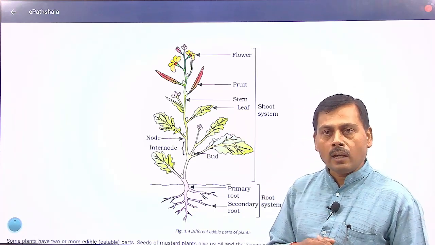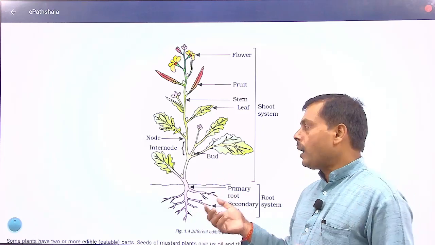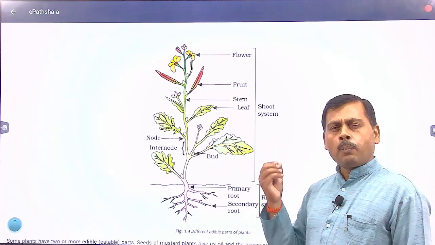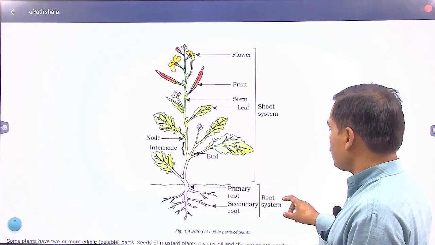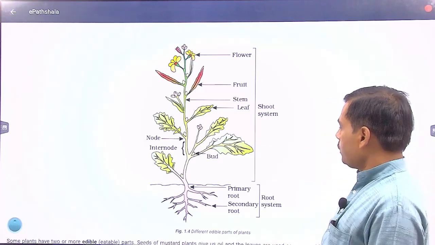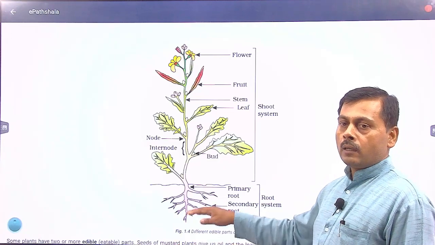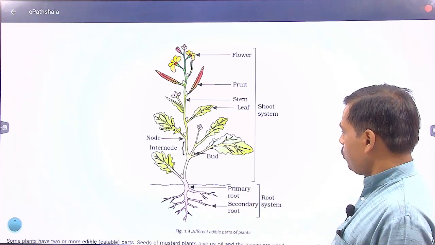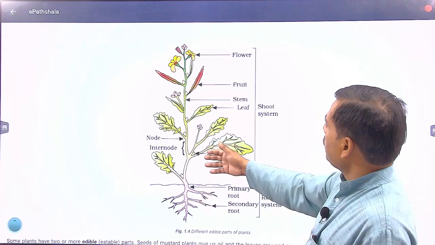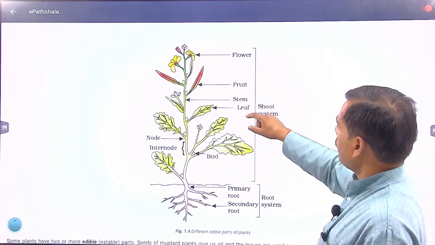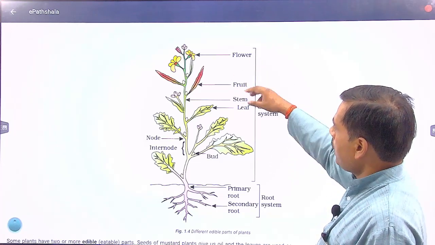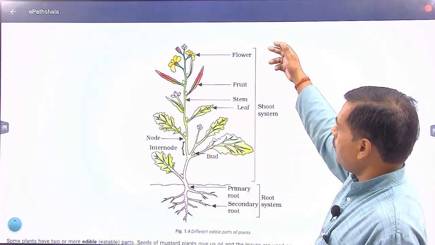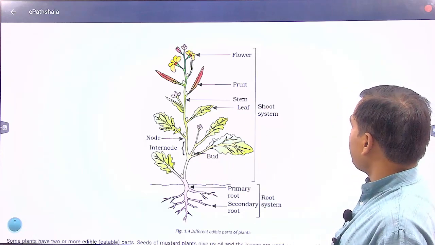There are two points: the various parts of plants, and the food materials taken from plants. Any plant has two systems: the root system and the shoot system. The root system is in the ground, taking water. In the ground there are various types of roots: primary root, secondary roots and tertiary roots. In the shoot system there are the stem, leaf, fruits and flowers. The buds are also part of the shoot system.